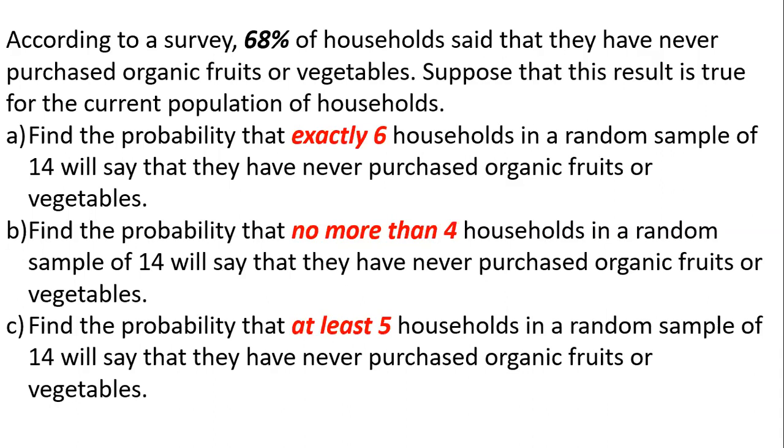B. Find the probability that no more than 4 households in a random sample of 14 will say that they have never purchased organic fruits or vegetables. And the last option, C. Find the probability that at least 5 households in a random sample of 14 will say that they have never purchased organic fruits or vegetables. So we're going to start with the first option.